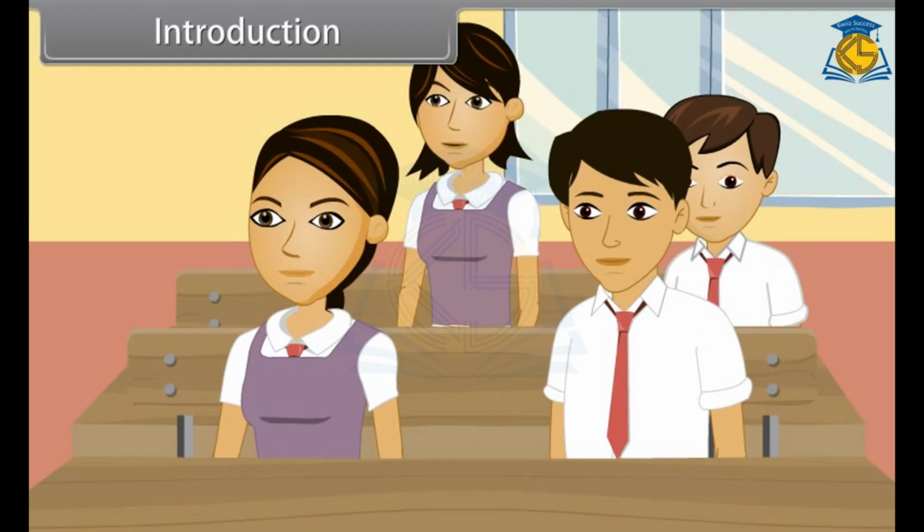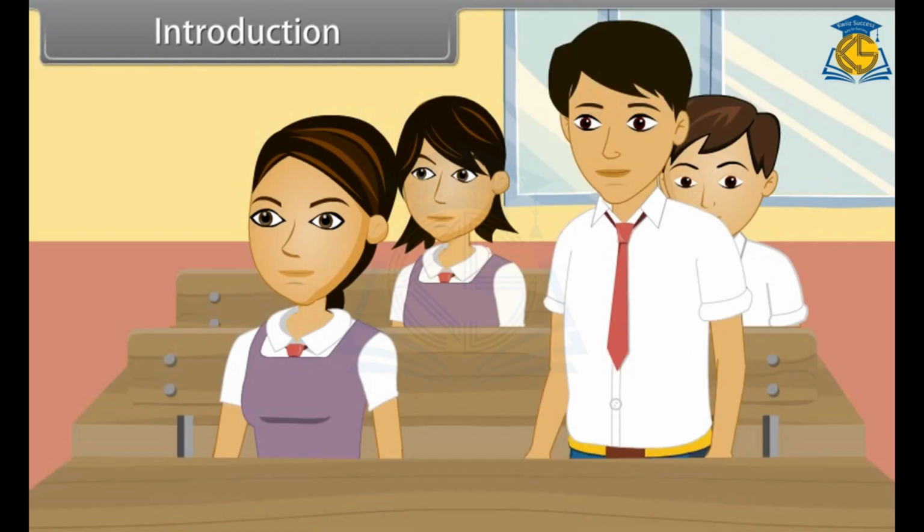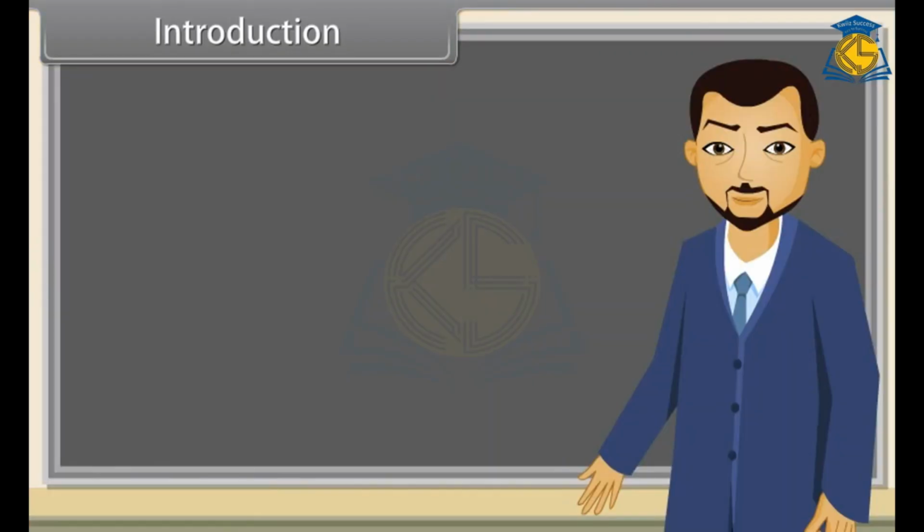It is the use of microorganisms such as bacteria to perform specific industrial process. Well said, Ritu. Can anybody tell me what are the processes for which biotechnology is used? There are many processes for which biotechnology is used, such as gene transfer for identifying diseases, etc. Very good, Prateek. Let's study it in detail.